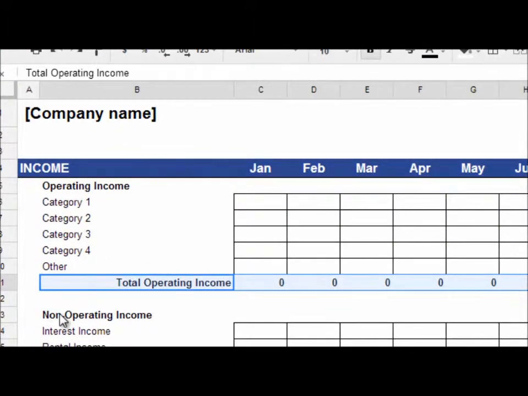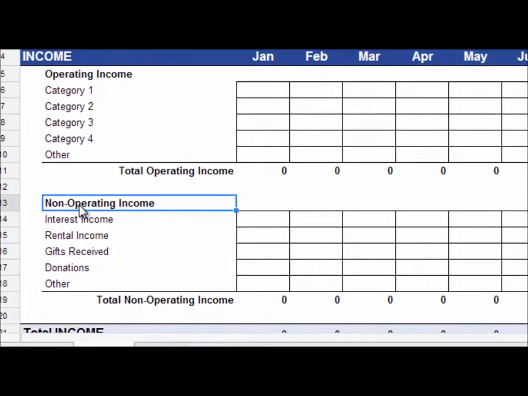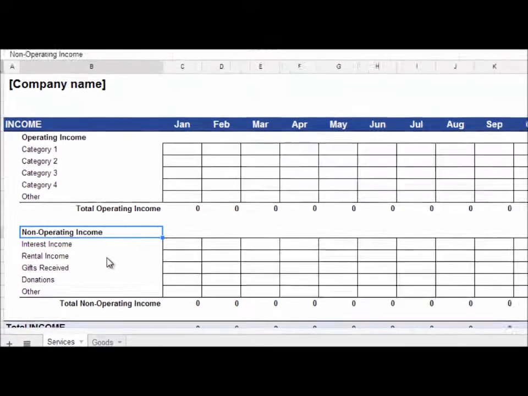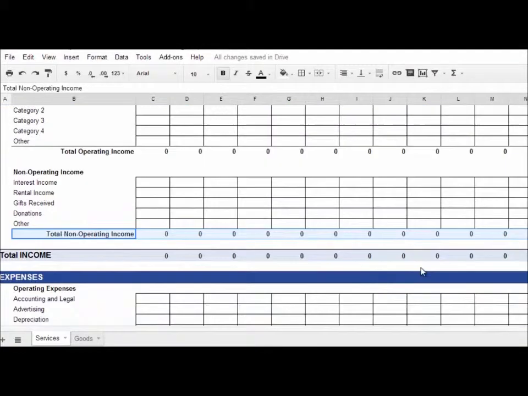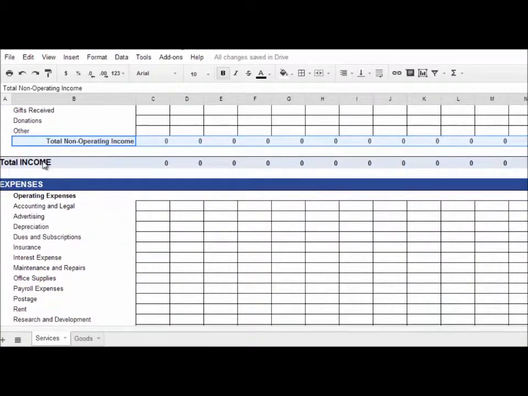Next will be non-operating income. What is non-operating income? Non-operating income is the income or revenues generated by the business that does not derive from ordinary business operations. Example of non-operating income will be rental, interest, and so on. The total of non-operating income will be in this row. The total income will be in this row.